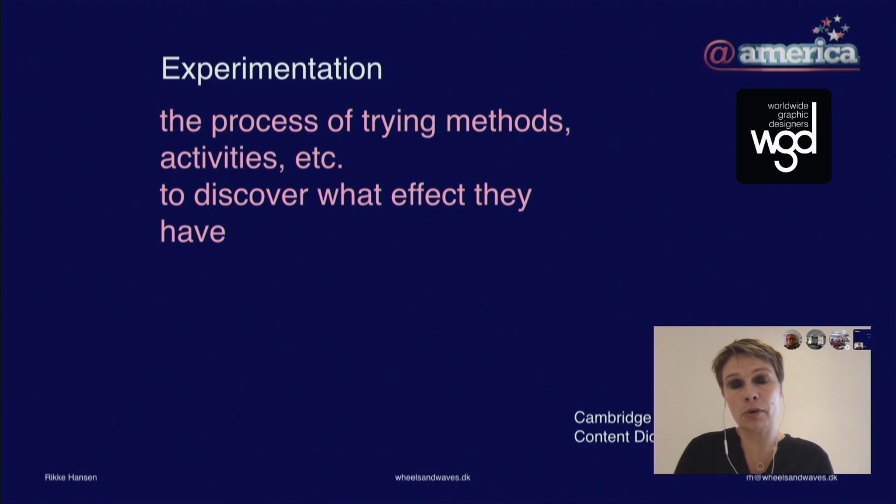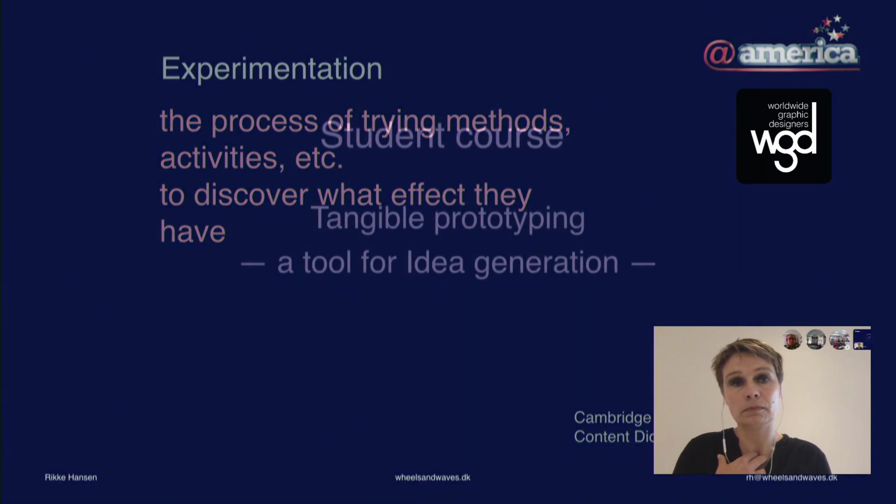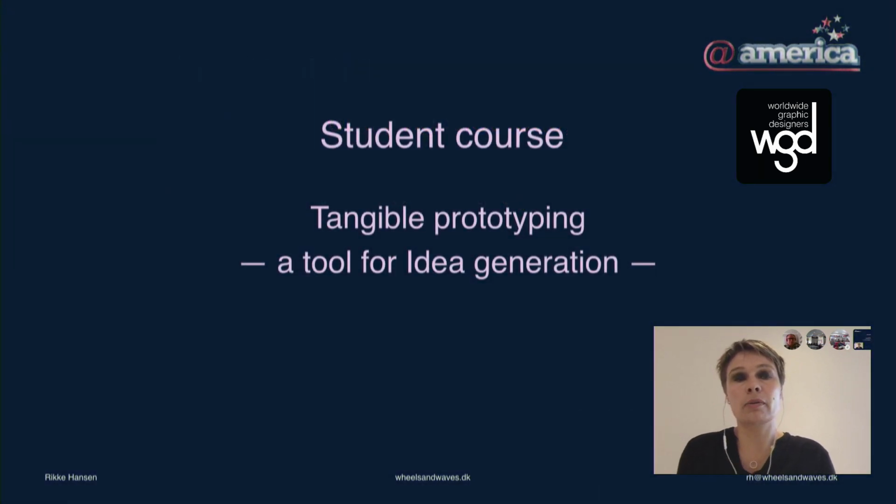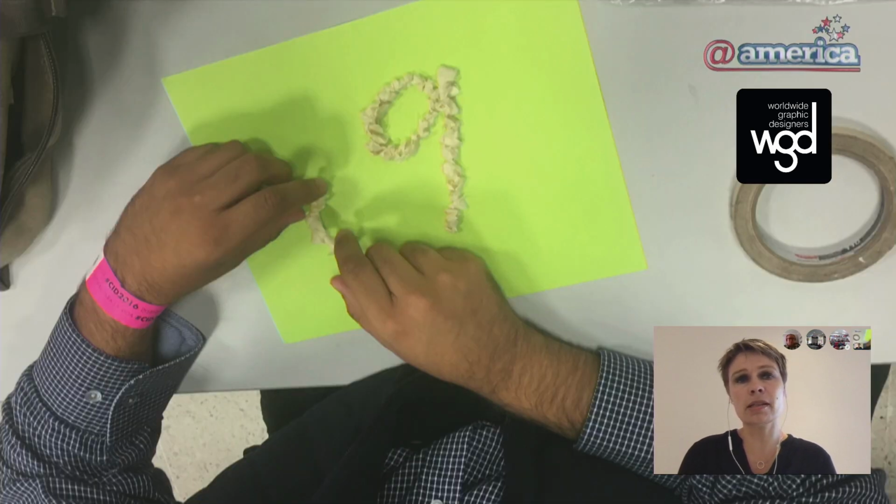So what I'm going to show you now and talk about is a student's course. We're talking about tangible prototyping as a tool for idea generation. What is tangible prototyping? It's making things by hand in materials. This is an example from a workshop in Mexico I did some years ago, and they were sketching letters by hand in materials.